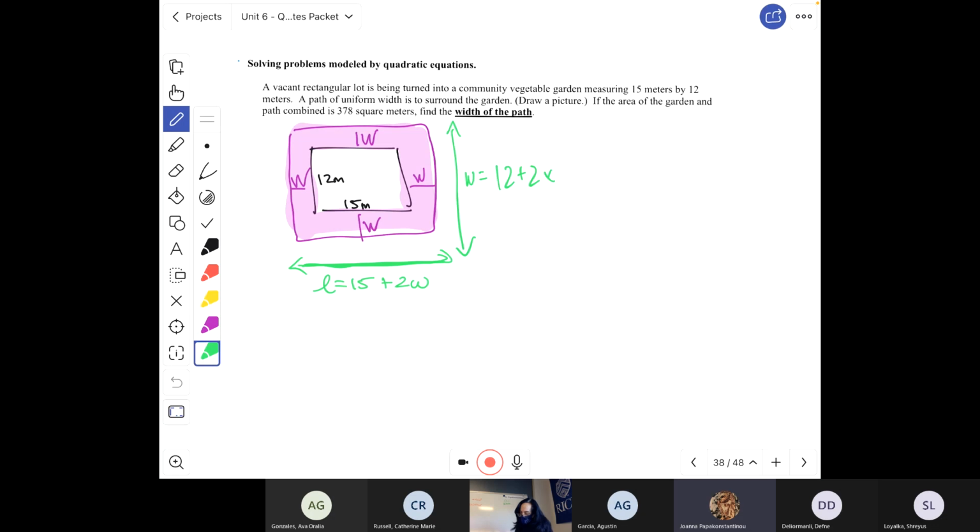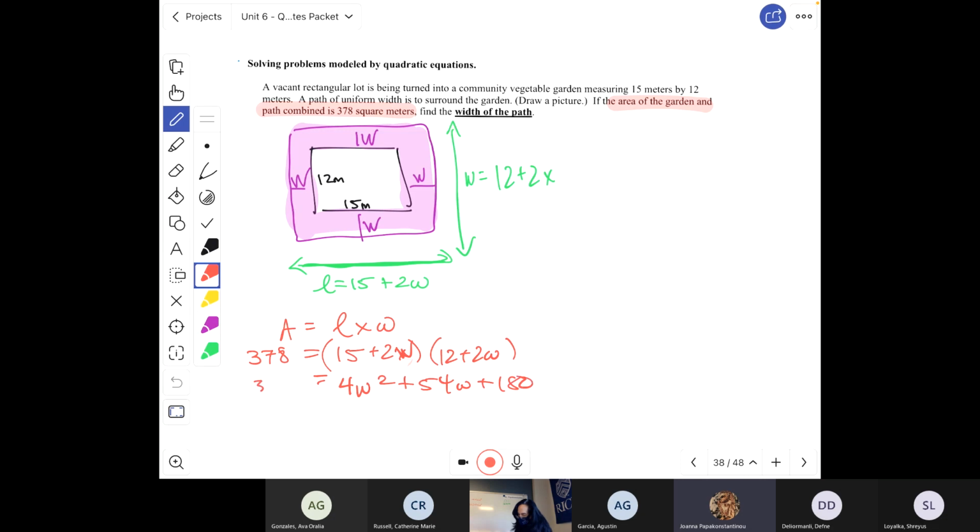Okay. Now, I know the area of the garden with the path combined. Let me call that W times 12 plus 2W. And how would I solve this? FOIL. Okay, so 15 times 12, 30w, 24w, 4w squared. So I have 4w squared plus 54w plus 180 equals 378.